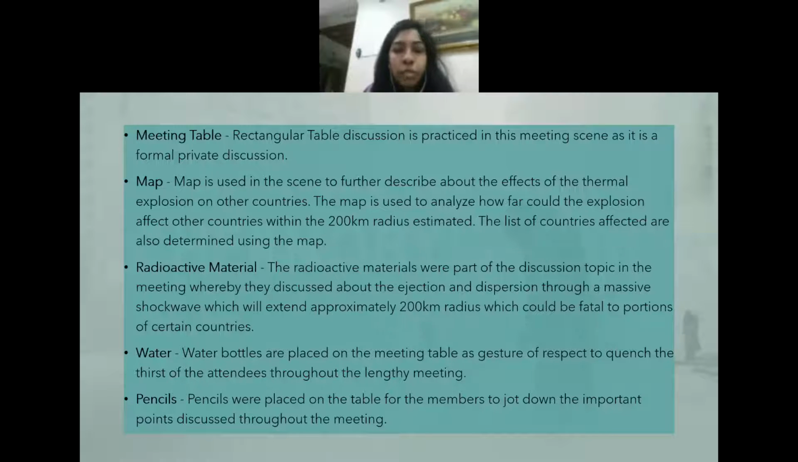So the water bottle was placed on the meeting table as a gesture of respect, to quench the thirst of the attendees throughout the lengthy meeting. And lastly, the pencils were included in this meeting scene because they would help the attendees of the meeting to jot down the important points of the meeting session.